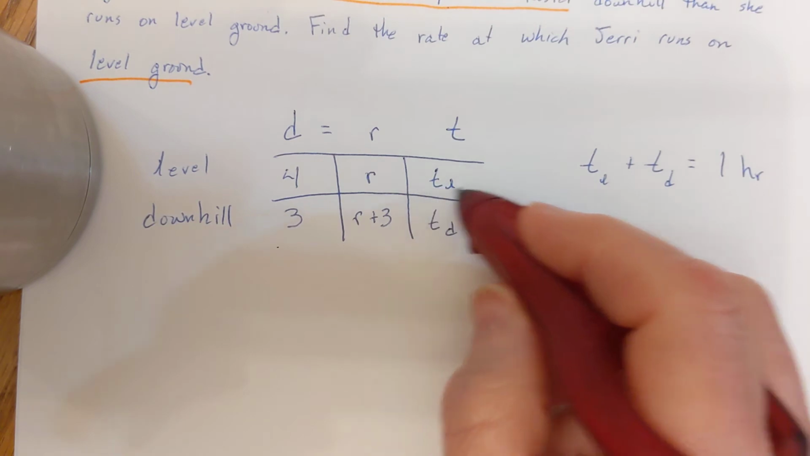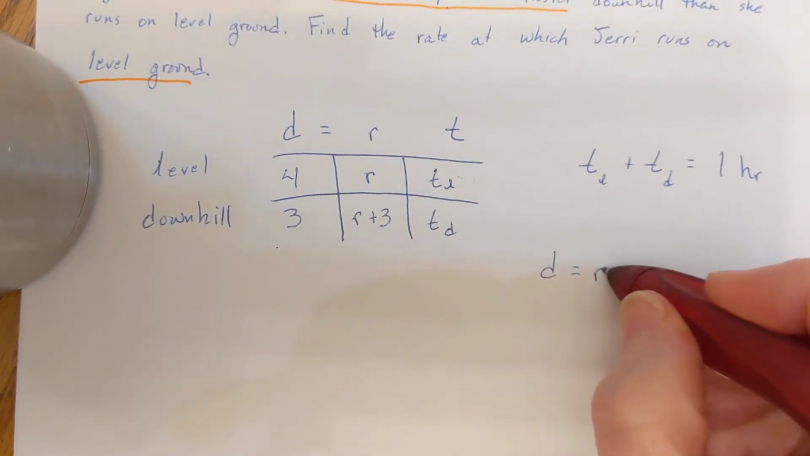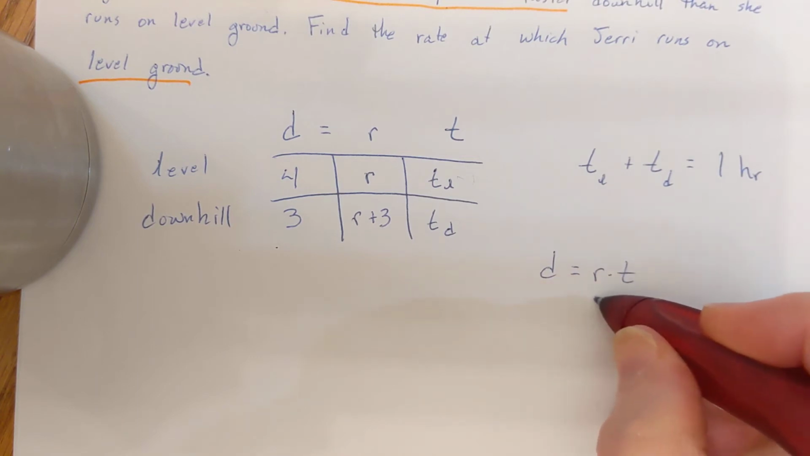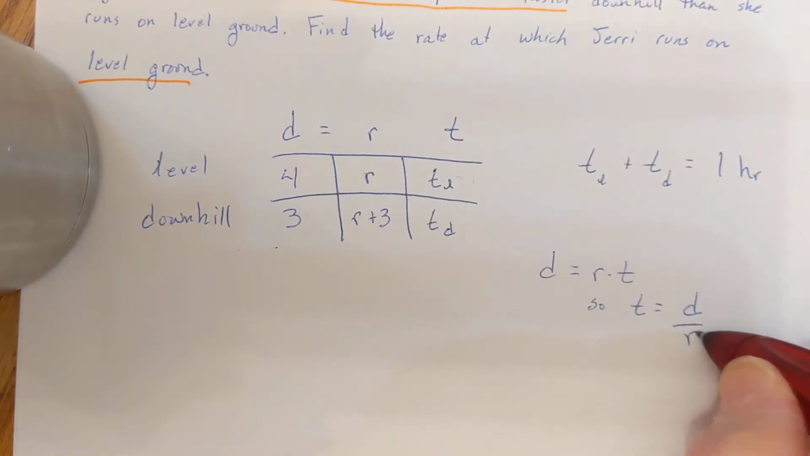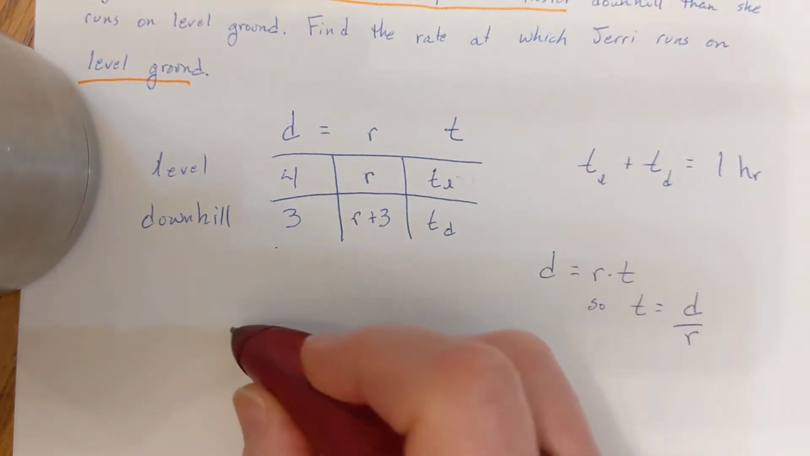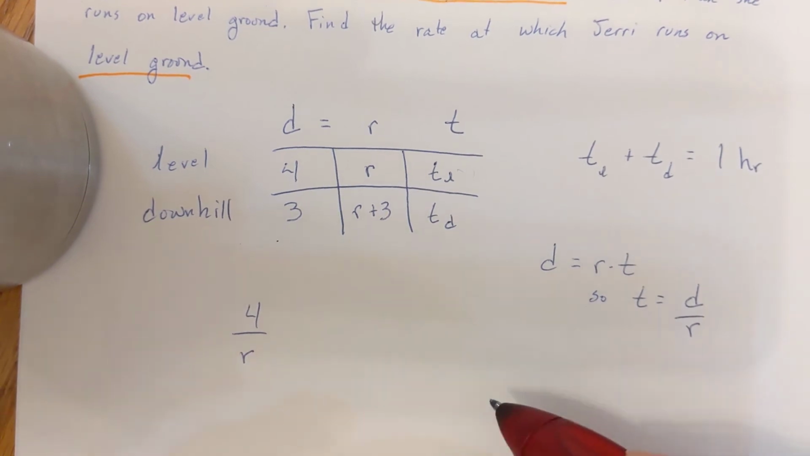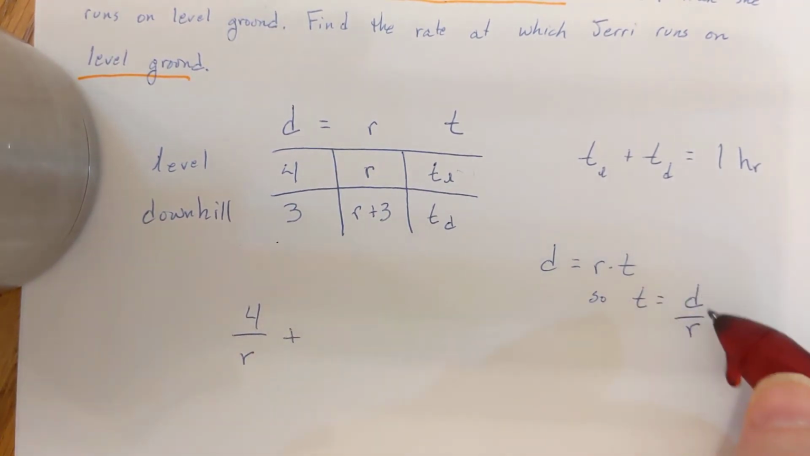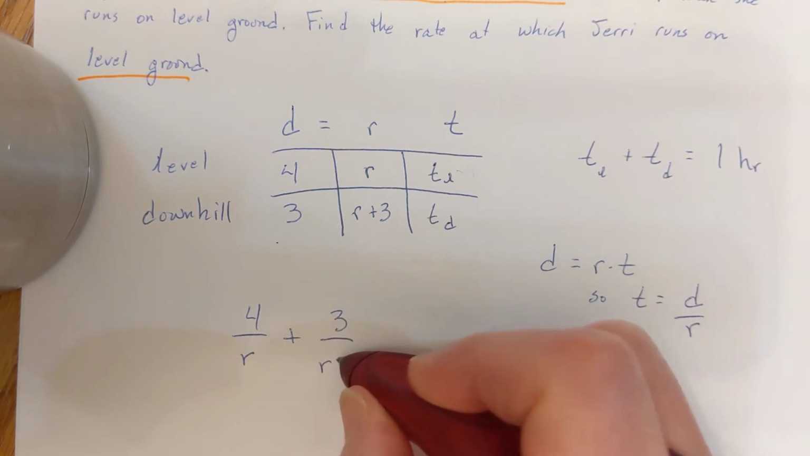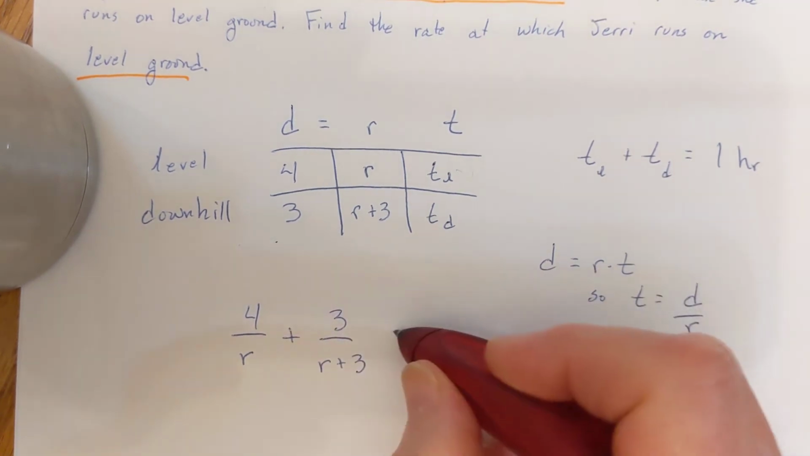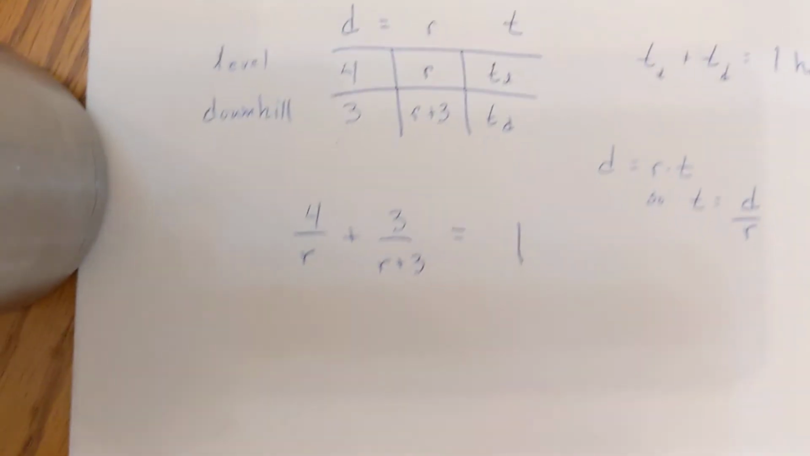Time level, here I'm solving for time. Distance equals rate times time, so time equals distance divided by rate. So time level is 4 over R. Time downhill is 3 over R plus 3. And add it together, this equals 1 hour.